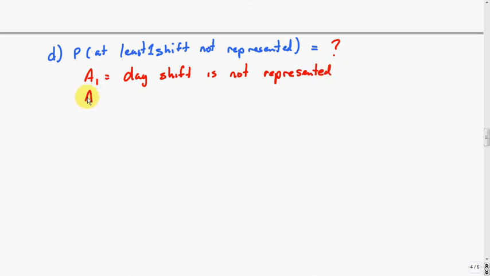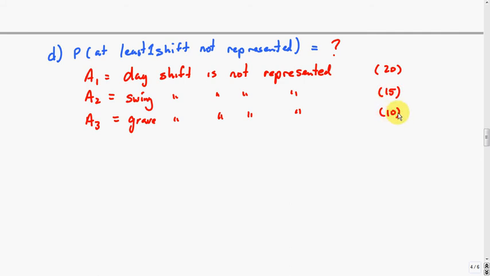And similarly, A2 will be the event that the swing shift isn't represented, and A3 will be that the graveyard shift is not represented. And by not represented, I mean there's nobody from that group. And you may recall from earlier in the question, there were 20, 15, and 10 people in each of those shifts. Now the event that we're after, the probability that at least one shift is not represented, can be written in terms of these events.